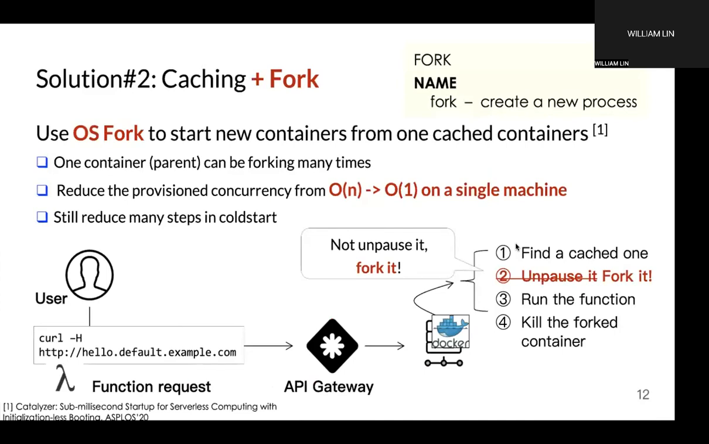One optimization of caching is to execute containers through the fork system call provided by the operating system. Specifically, unlike using unpause to run the function, the platform can use fork to create a new container from a cached container for each function request. Since fork can create multiple containers concurrently, it only requires one cached instance on a single machine to warm start multiple functions. Therefore, the forked containers can be quickly killed, achieving high resource utilization. Also, we can say that fork achieves no provisioned concurrency on a single machine.